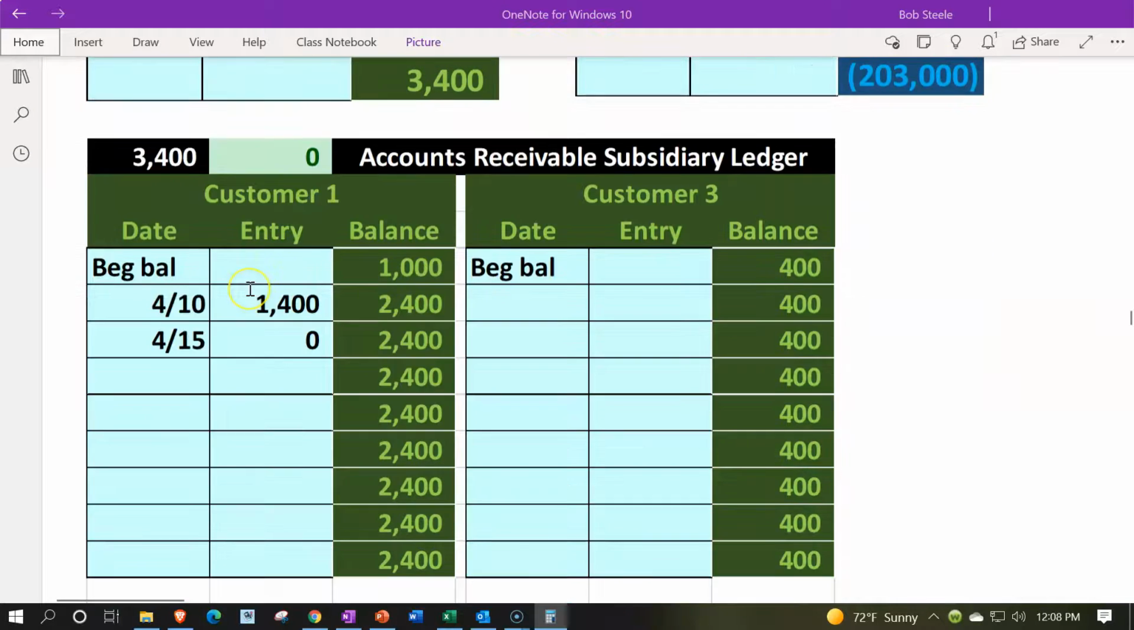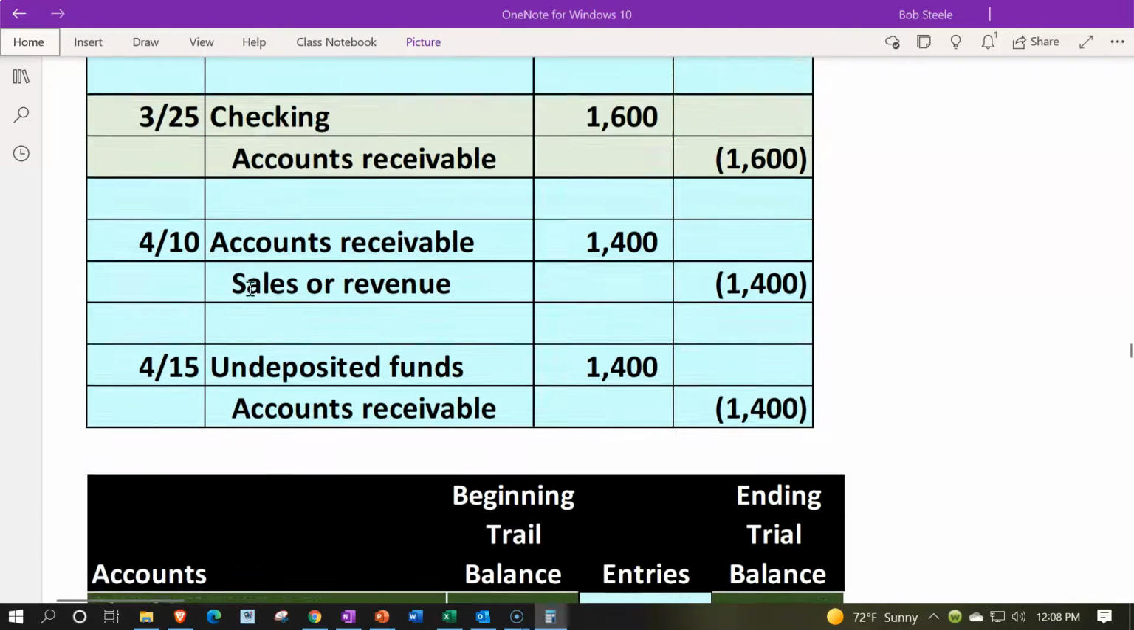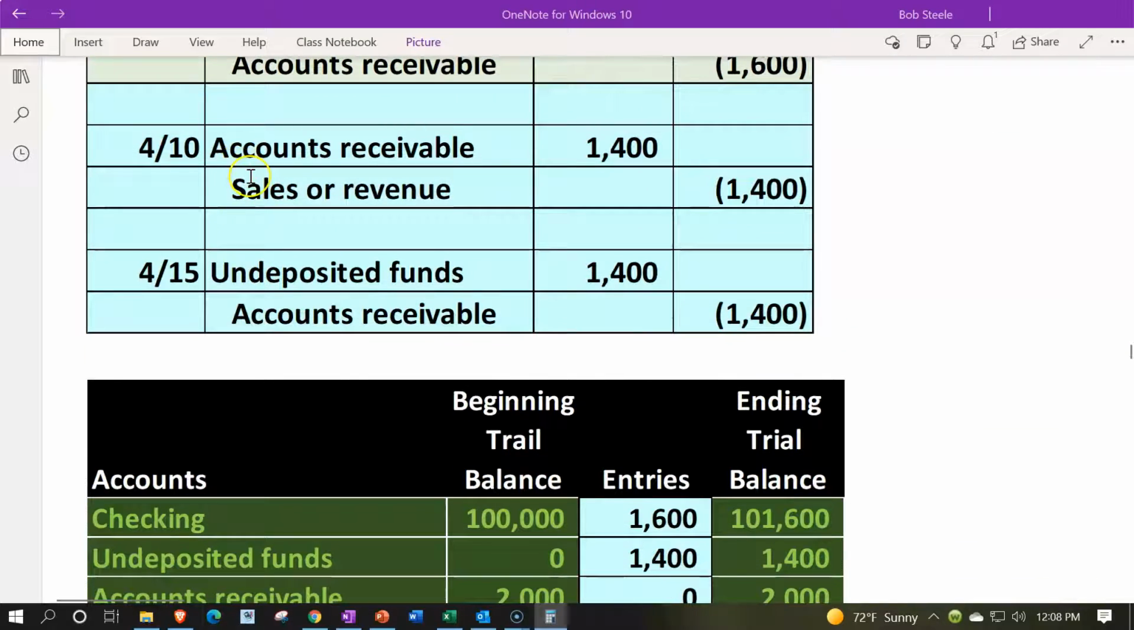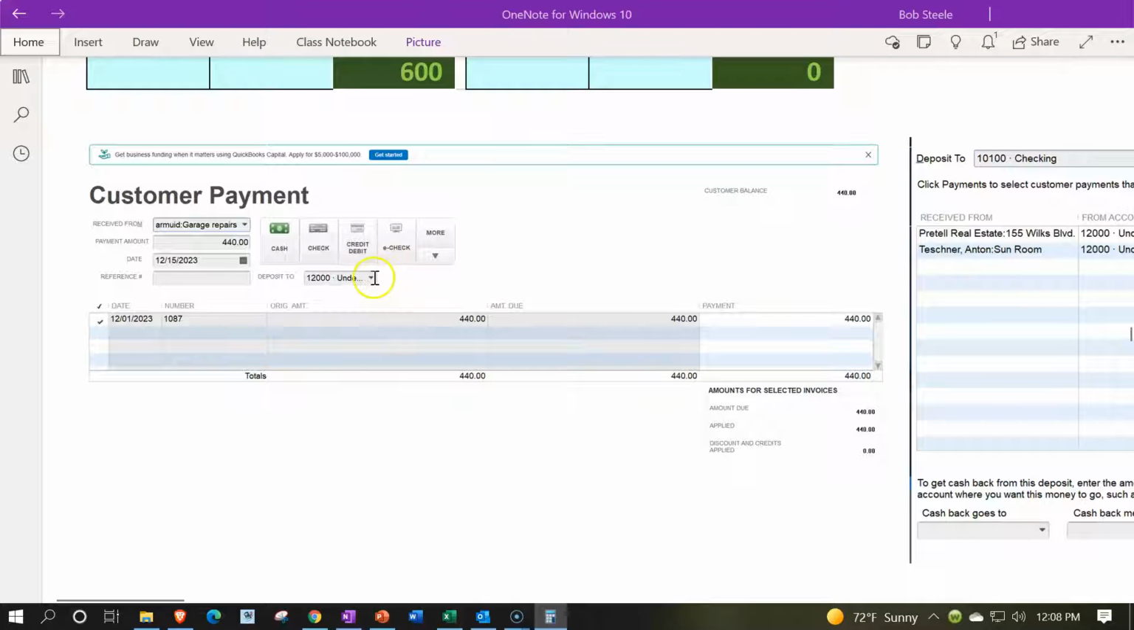Scrolling down, the next transaction, we're assuming this time now we're going to receive a payment. So now we're looking at this form, but instead of making it go directly into the checking account at this point, we're taking it into undeposited funds because possibly we're going to get multiple payments in some way.